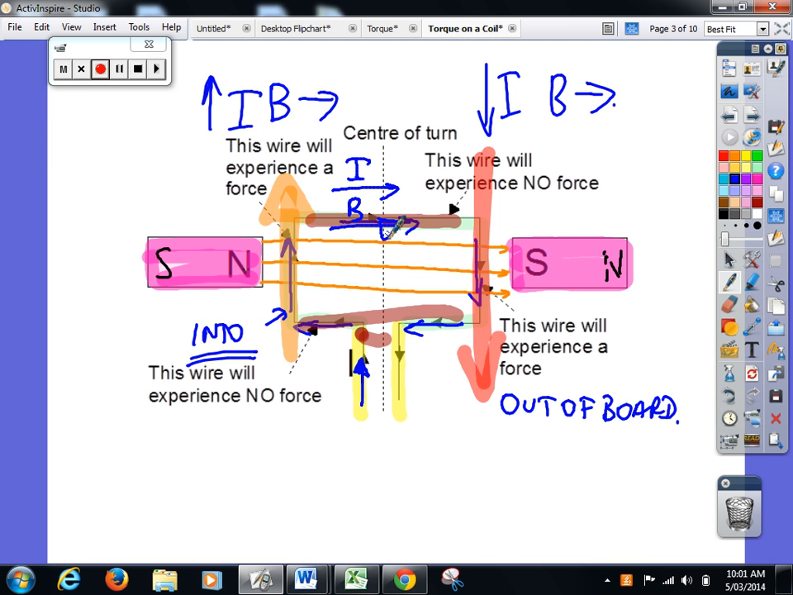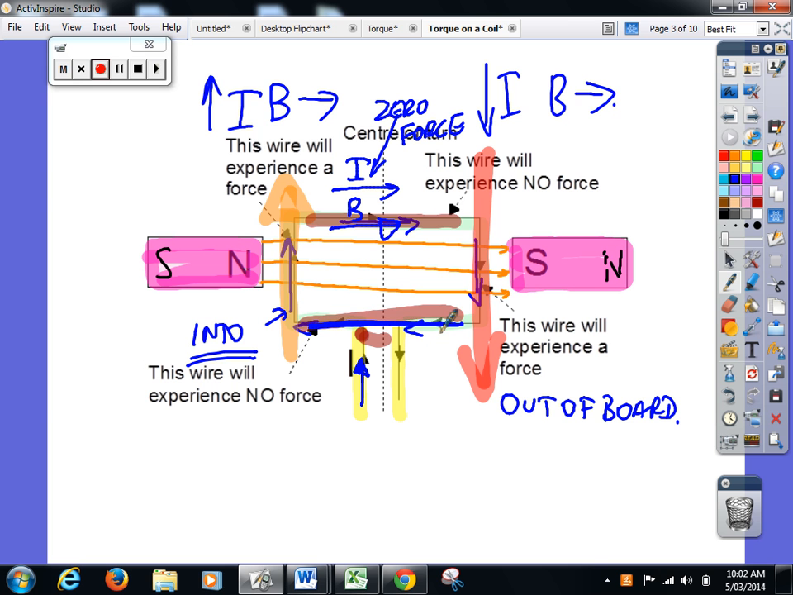Right, they're flowing together, and when two of your fingers are flowing in the same direction, what happens to the force? Right, there is no force. So on that wire there is zero force. The reason being is the wire is running with the field. The current runs in the same direction as the field.